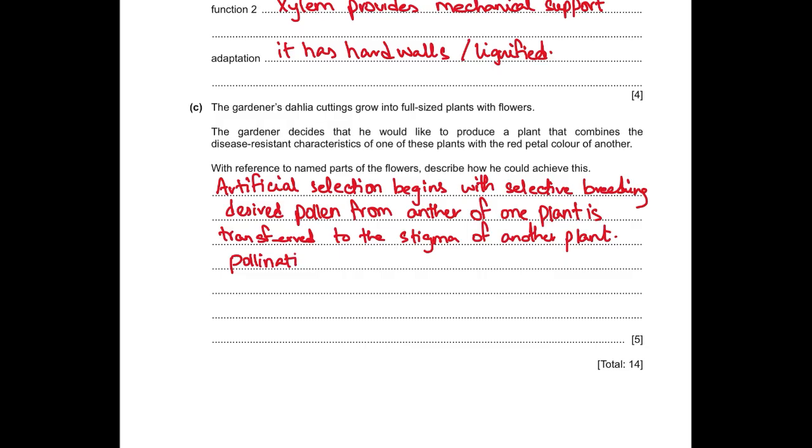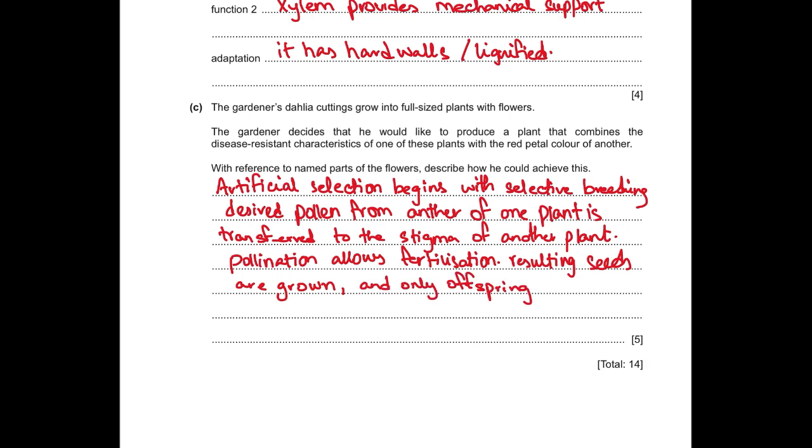Next, pollination occurs, followed by fertilization. The resulting seeds are grown. And only the plants with the correct characteristics are selected. Offspring showing the best combination of characteristics are selected.